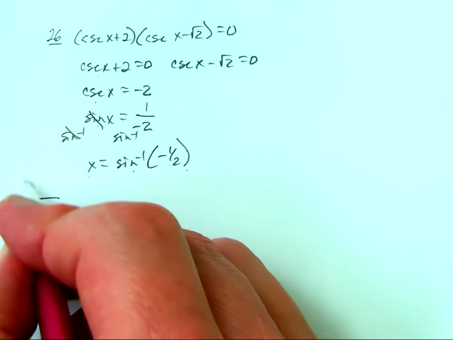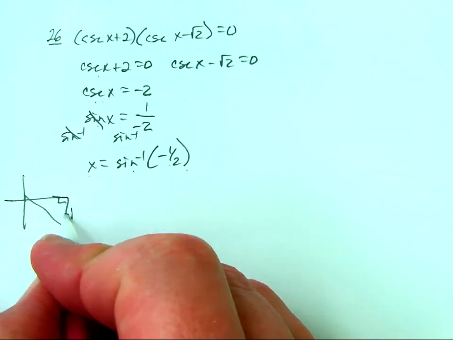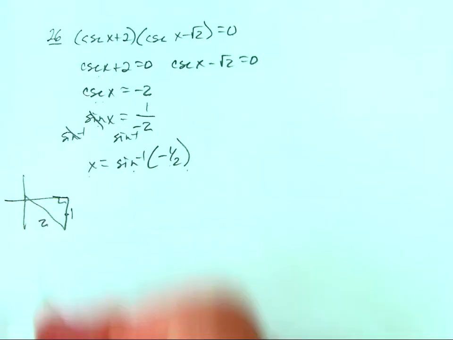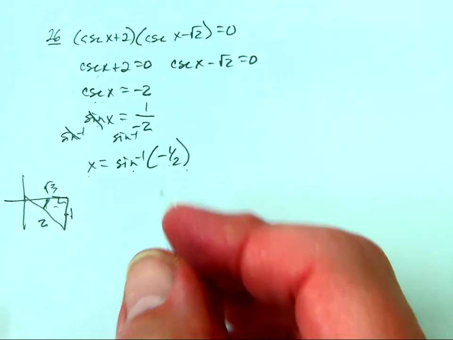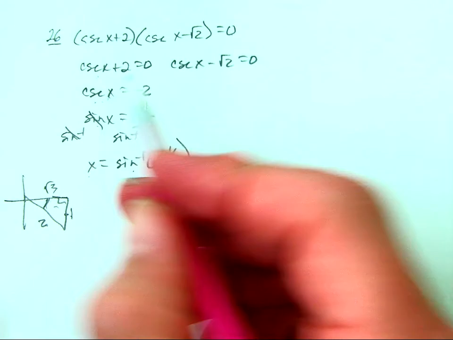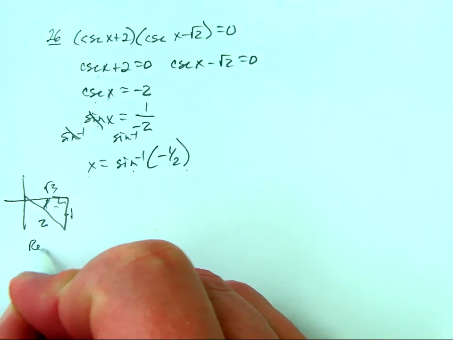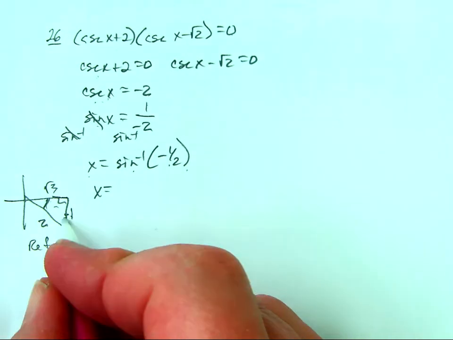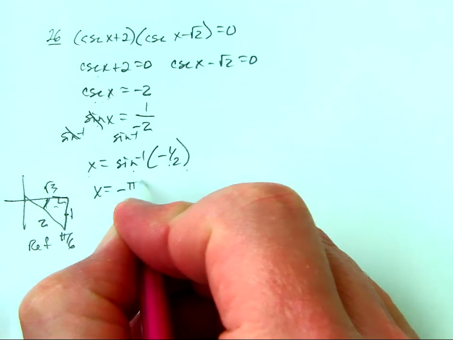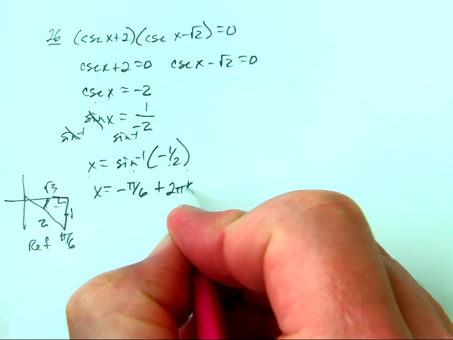Well, if it's negative, we can put it down in the fourth quadrant. Sine is opposite over hypotenuse. Well, that's one of our triangles. That side would be radical 3. So our angle right here, opposite 1, that's pi/6. You can tell we're in radians because it has an x in it. So our reference angle is pi/6. Well, it's a negative. Sine is negative in the fourth quadrant, so we can call that negative pi/6. And remember, for sine, we add the period for sine, which is 2 pi k.